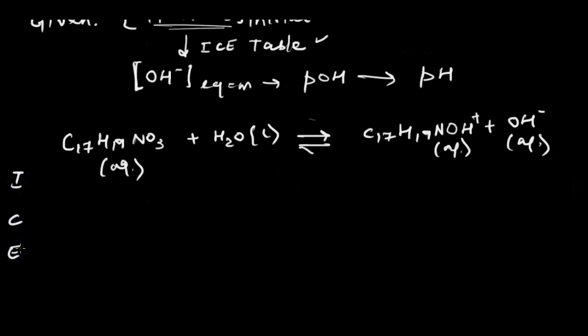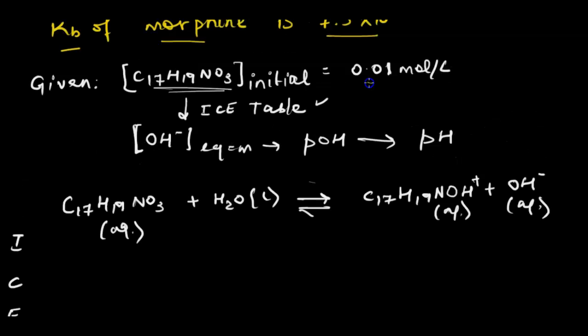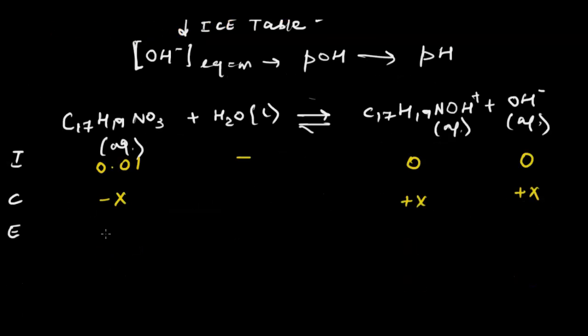Now we're given the initial concentration of morphine solution to be 0.01. We'll put it here. You do not have to use H2O liquid. This is going to be 0, this is going to be 0 initially. This is minus x, this is plus x, this is plus x as well. Equilibrium concentration will be 0.01 minus x. This is x and this is x.